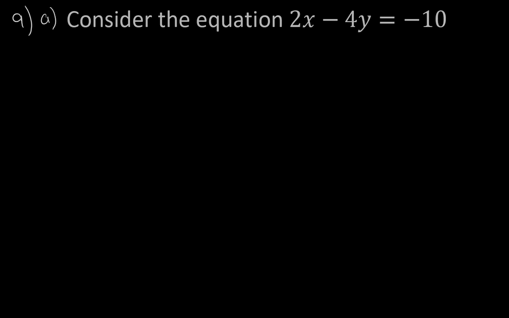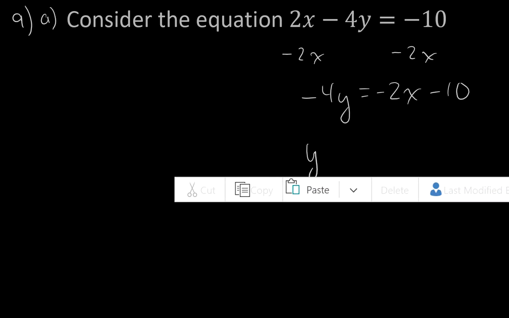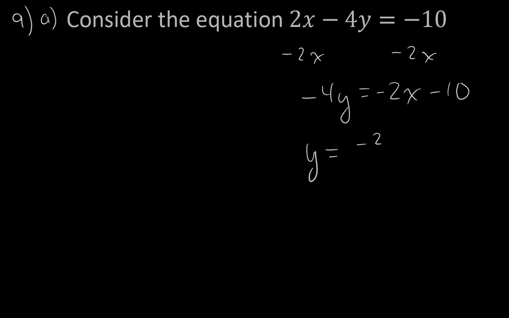the slope. So on each side of this equation, I'm going to subtract 2x. When I do that, I get negative 4y equals negative 2x and then minus 10. The next thing I'm going to do is divide both sides by negative 4. So y equals negative 2 over negative 4x and then minus 10 over negative 4. So if I clean this up a little bit, this slope becomes, I guess, a positive 1 half.